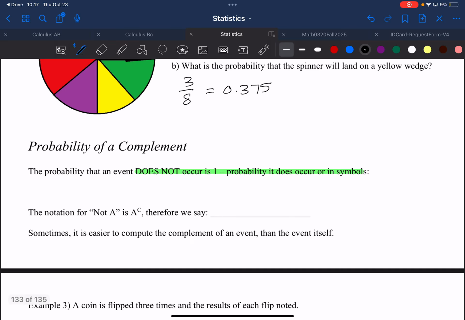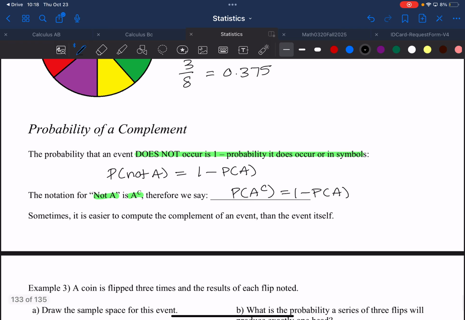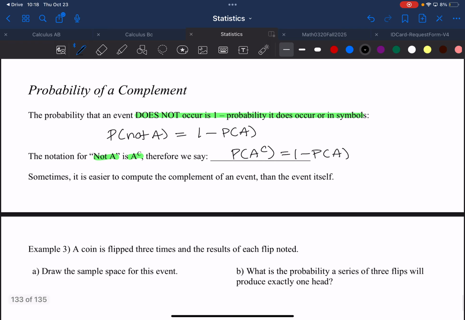We write this in the formula P of not A is equal to 1 minus P of A. The notation for not A is A to the C power. Therefore, the formula is P of A to the C power is equal to 1 minus P of A. Remember, I said this unit is very math heavy. Okay? So if that's your strong suit, hopefully you like this unit. Okay? Sometimes it's easier to compute the complement than it is the event itself.